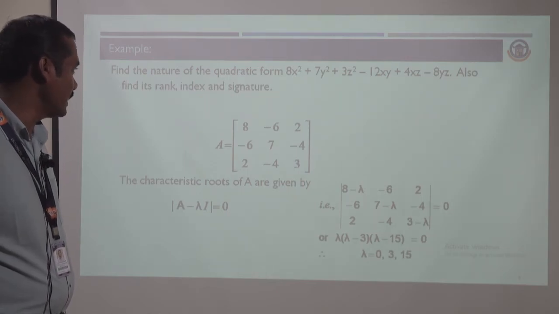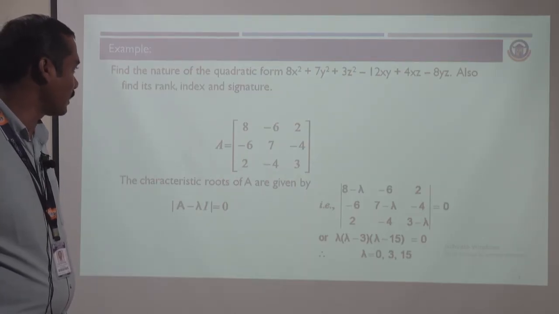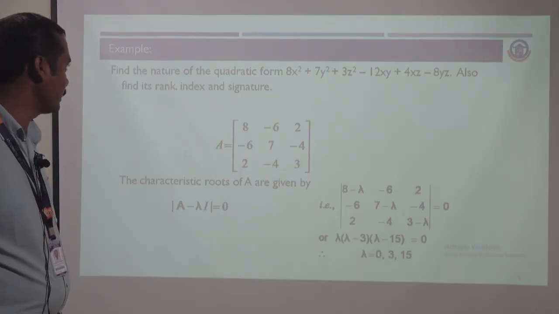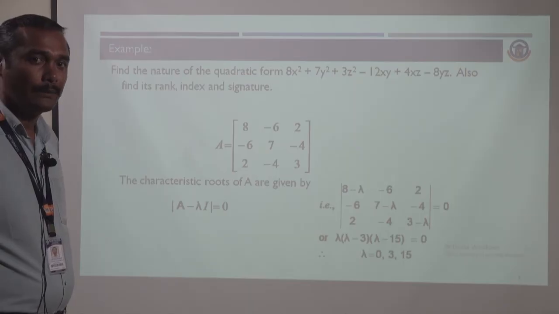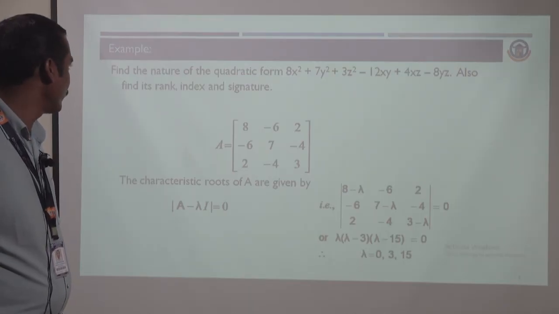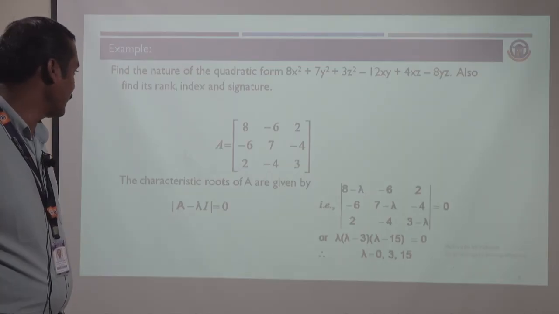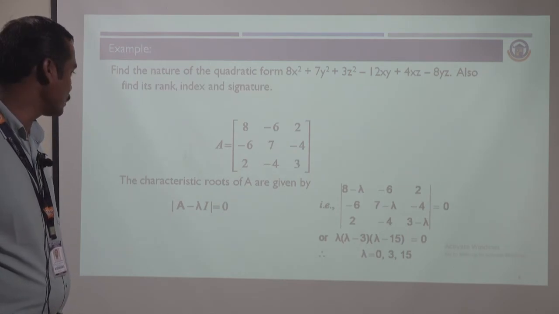So we can place the same value in the second row, second column. So this is the required matrix for the given quadratic form. Now we have to find the eigenvalues of this matrix to find the rank, index, signature and check the nature. So the characteristic root of A is given by the determinant of A minus lambda I equal to 0. It is used to find the eigenvalues of the matrix.